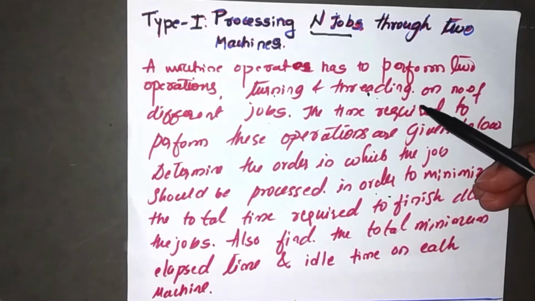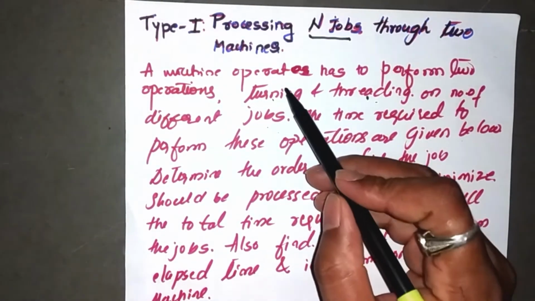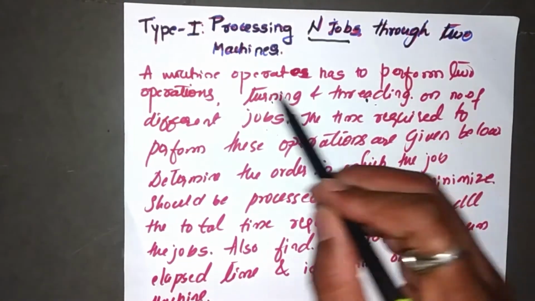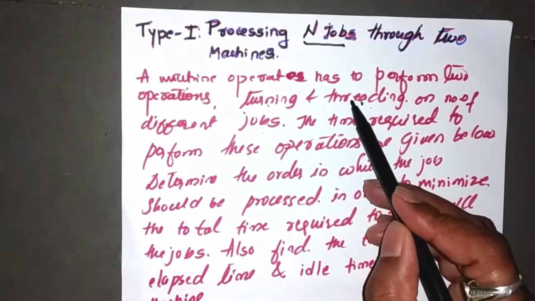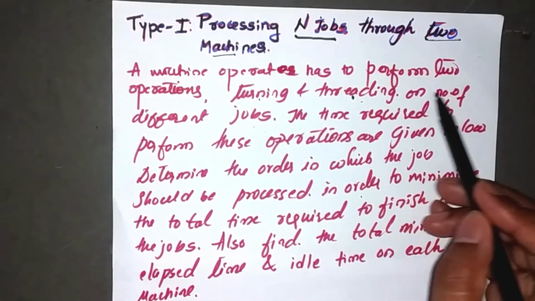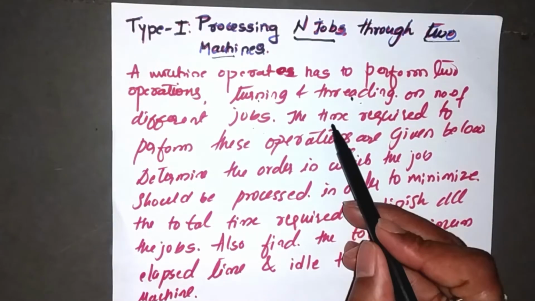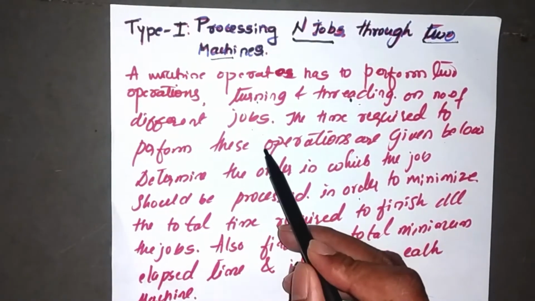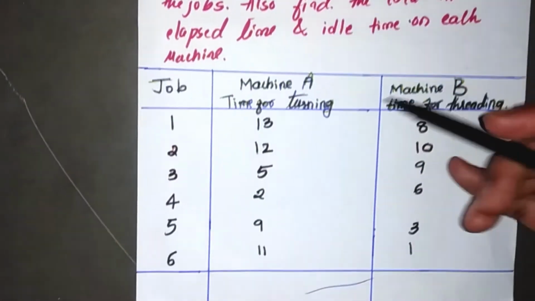Now we have the problem related to type 1. In this problem, a machine operator has to perform 2 operations, turning and threading. So these are the 2 operations which will be performed on 2 machines, on a number of different jobs. So there are n jobs here. The time required to perform these operations is given in the table below. They have provided the table here.